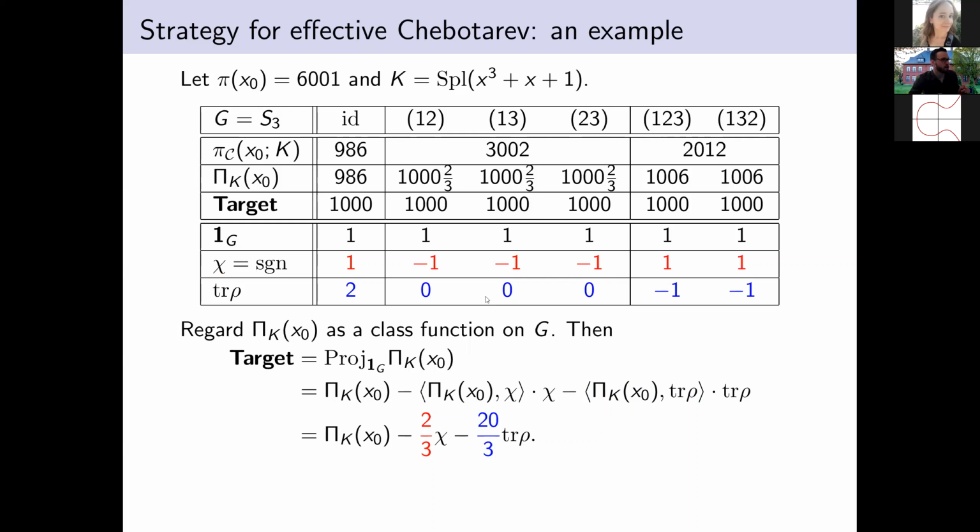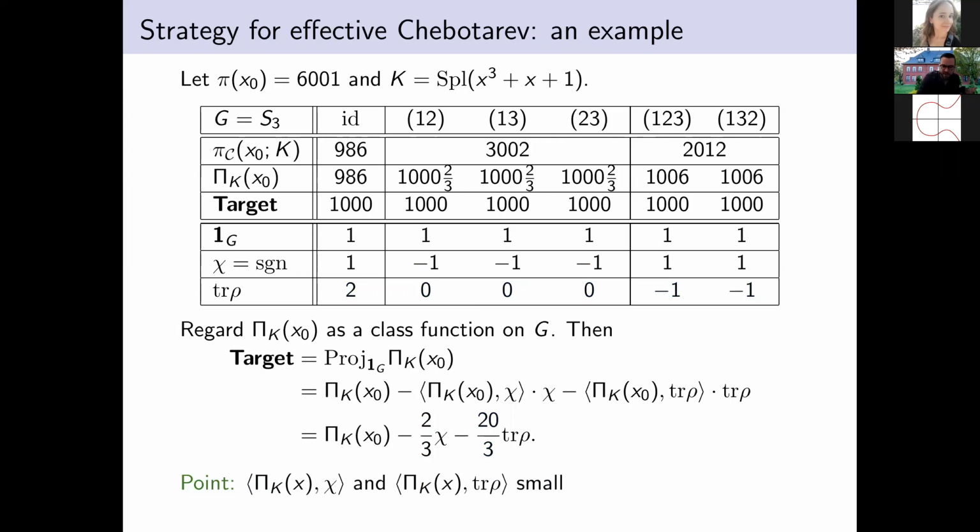Okay, so what is the key point here? The key point is that these two numbers, 2/3 and 20/3, understand absolutely everything about the distribution of these 6,000 primes in this extension. And the other thing to observe is that these two numbers are really pretty small compared to the number of primes we started with. In fact, we started with 6,000 primes, and we ended up with 2/3 and 20/3. That feels like we're doing something. And so this is the strategy we want to adopt going forward.